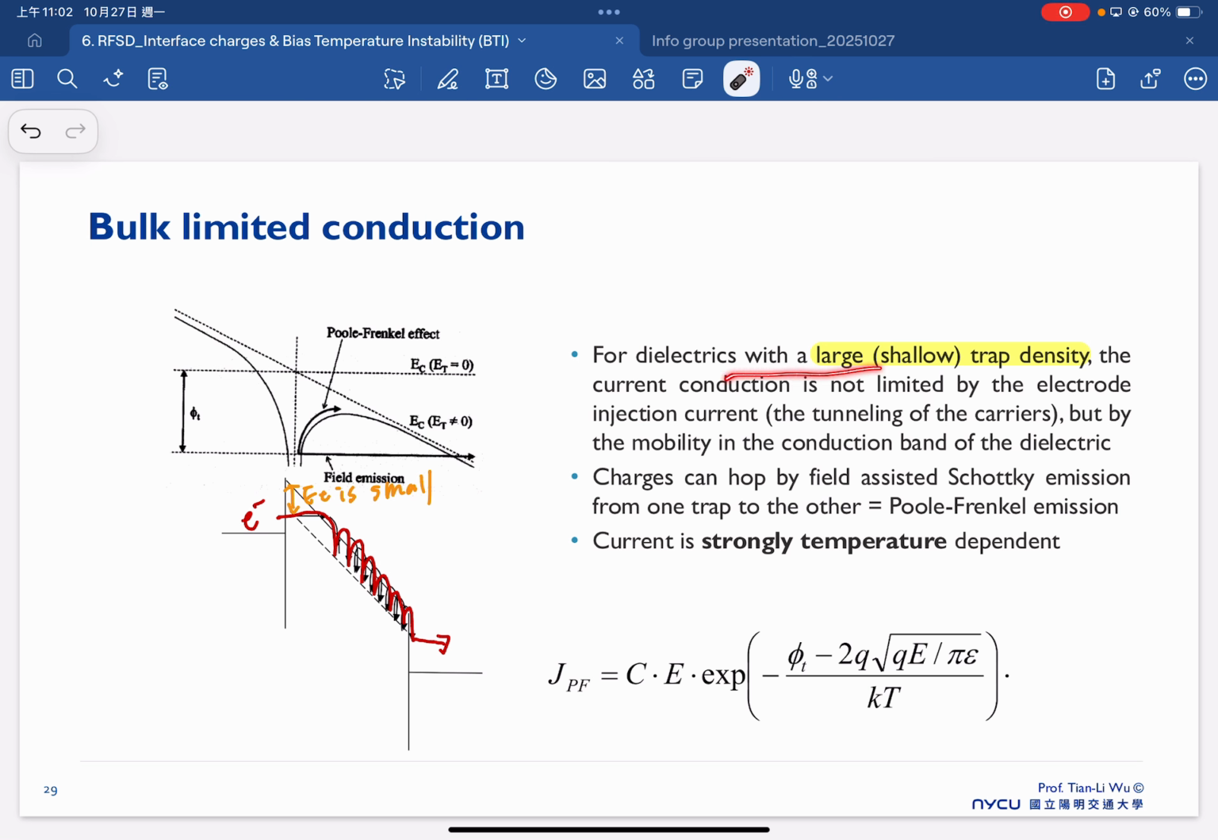So if a dielectric has a large shallow trap density, the current conduction is not limited by the injection current, but by the mobility in the conduction band of the dielectric, and charge can be hopped by field-assisted Schottky emission from one trap to the other. This phenomenon we call Poole-Frenkel emission, and it is strongly temperature dependent. It's also very often seen if you fabricate a device with a very poor dielectric that has many defects, and you will easily see a high current. That can be due to this Poole-Frenkel effect.